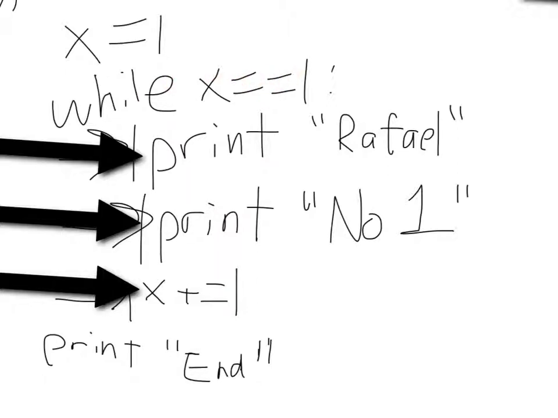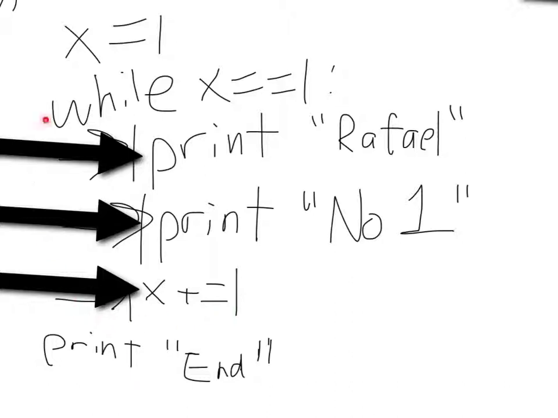So basically what that's saying is as long as x is 1, as long as this statement's true, it will run what's indented. Those black arrows show that those lines are indented. So we get print Raphael, print number 1. Then we got x plus equals 1. What that means is when it gets to there, x will equal what it is now plus 1. So then x is going to equal 2.